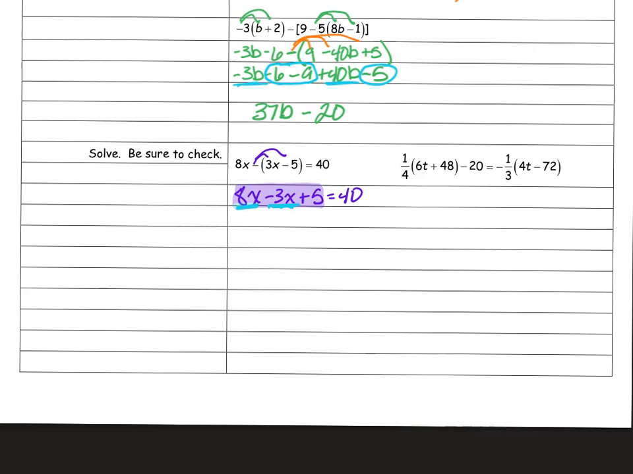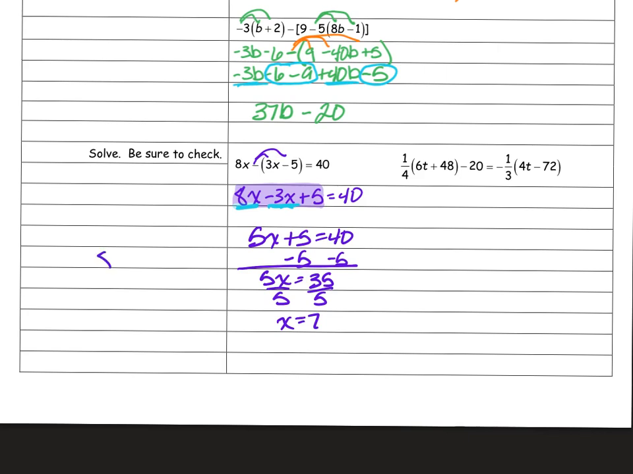So 8x minus 3x is 5x plus 5 equals 40. And now to move this 5 to the other side of the equal sign, I'm going to subtract 5. Okay, so I've got 5x equals 35. Divide by 5. X is going to equal 7. Beautiful. Okay, and then I can check it. I can plug it back in. I'll go ahead and do that so we can see.